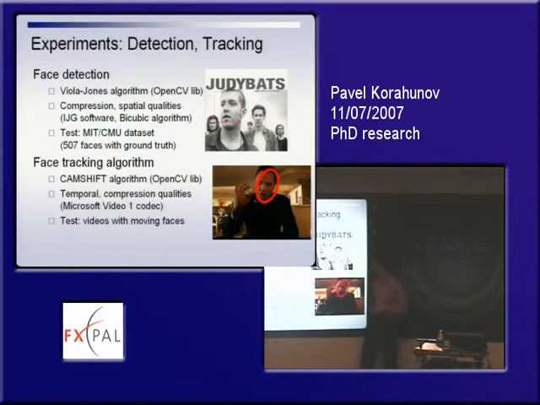This is an example picture. And for face tracking algorithms, we consider CamShift tracking. It's a simple histogram-based tracking algorithm. For that, we change temporal and compression qualities. For the test, we couldn't find a standard test for face tracking, so we have some video clips and some video of moving faces.